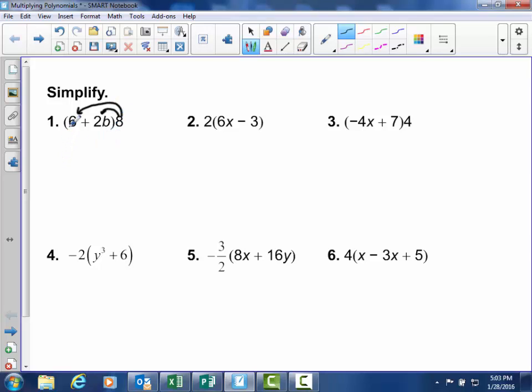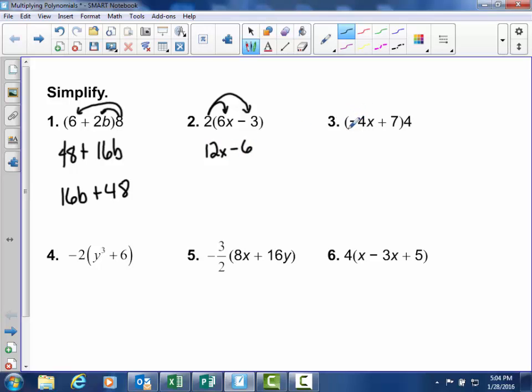You distribute that number to everything inside the parentheses. Okay, so 8 times 6 is 48. 8 times 2 is 16. So we write 48 plus 16b, or better, we put it in standard form and say 16b plus 48. Okay. Then we continue. 2 times 6x, 2 times negative 3. So that would be 12x minus 6.